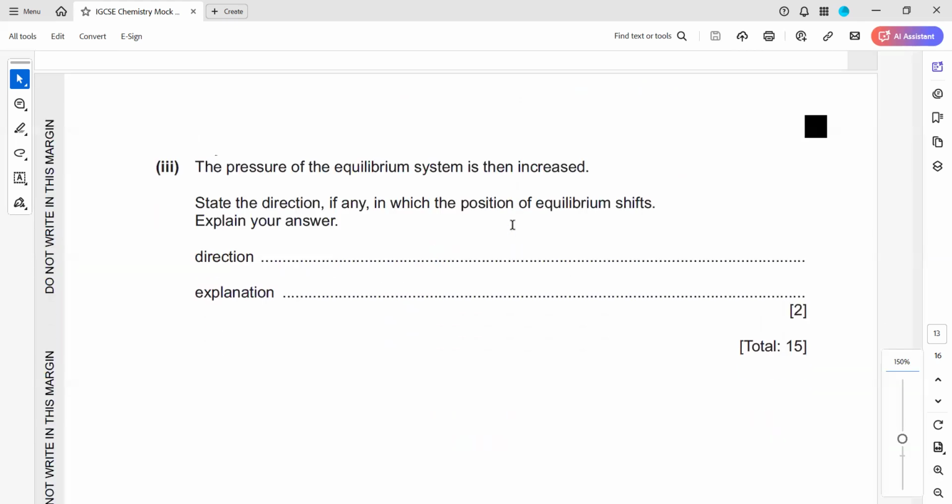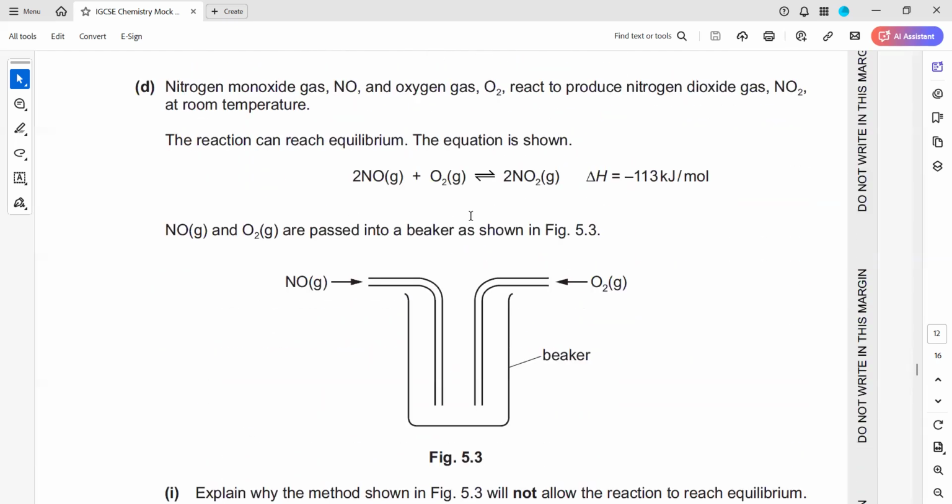The pressure of the equilibrium system is then increased. State the direction. If we increase the pressure, you have to check the moles of the gas. So here we have 2 + 1, 3 moles of the gas, and here we have 2 moles of the gas. So increasing the pressure shifts the equilibrium or the balance towards the side where the number of moles is less.